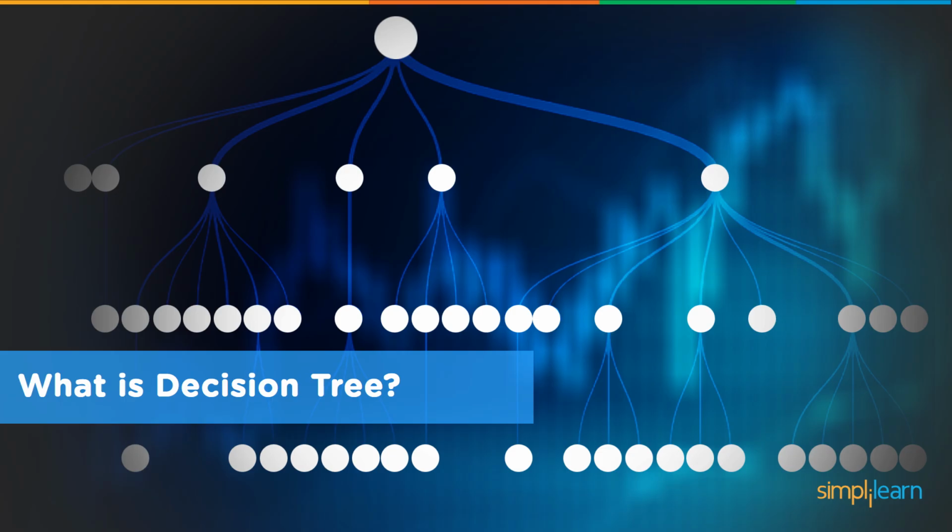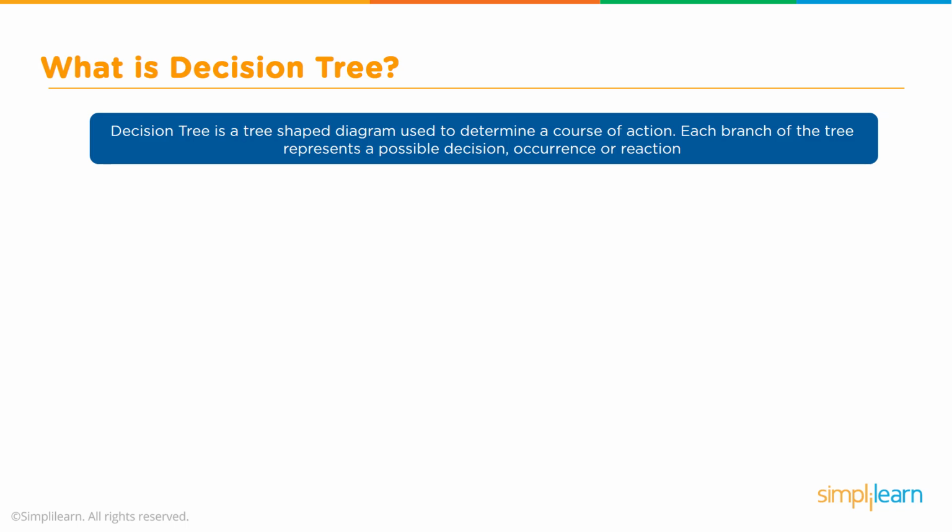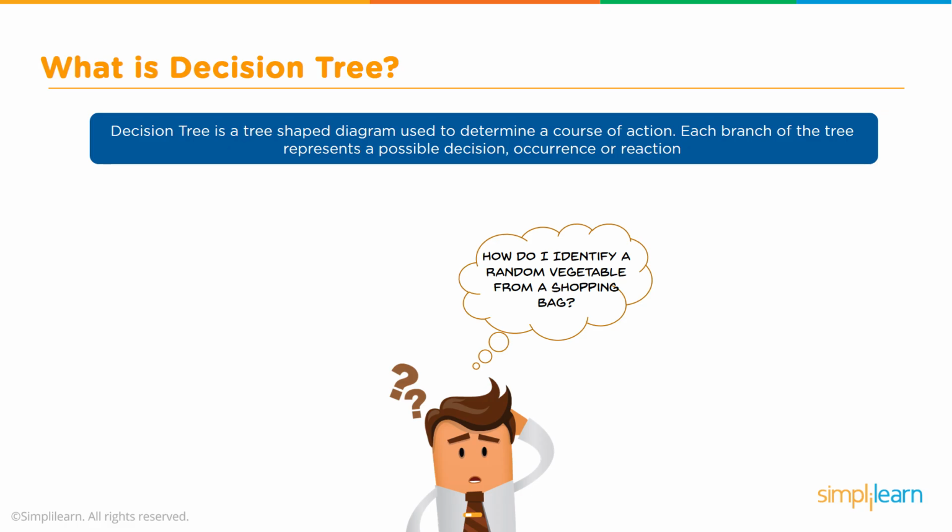What is a decision tree? Let's go through a very simple example before we dig in deep. A decision tree is a tree-shaped diagram used to determine a course of action. Each branch of the tree represents a possible decision, occurrence, or reaction. Let's start with a simple question. How to identify a random vegetable from a shopping bag?